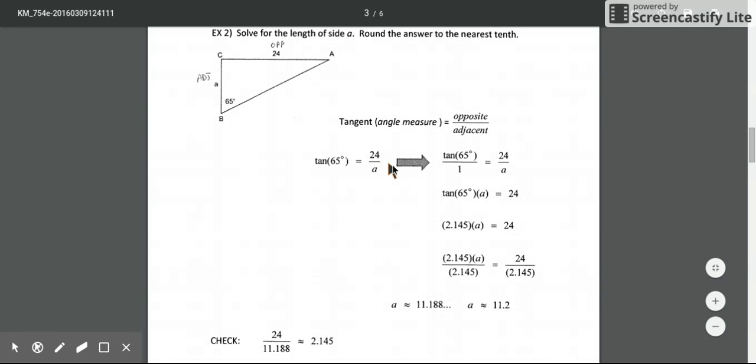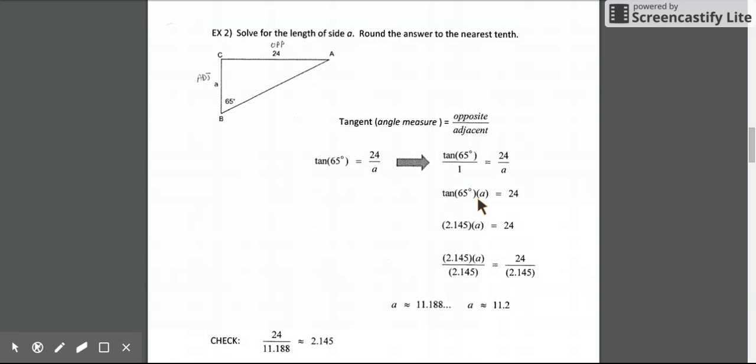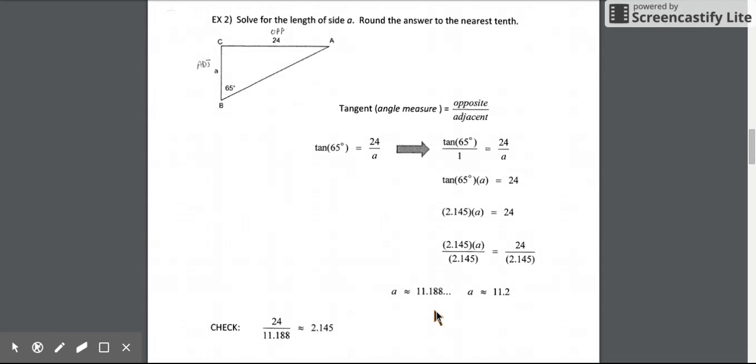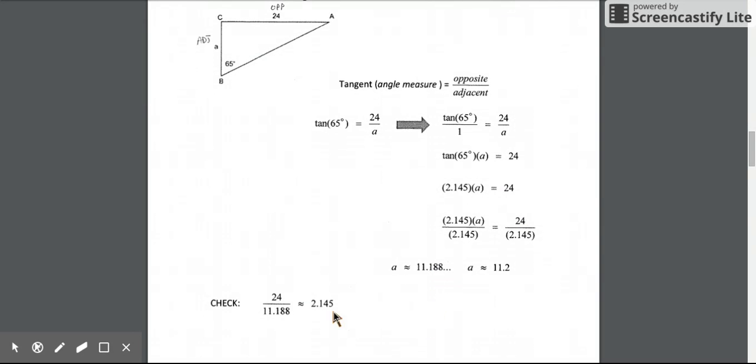And once again, we can set it up as a proportion and cross multiply. You can turn this into a decimal before you cross multiply, or you can do it after you cross multiply. It really doesn't matter. So the calculator tells us that our tangent of 65 degrees is about 2.145. To solve for A, we got to divide by that decimal. So A is 24 divided by 2.145, which is approximately 11.2. And we can check it. Make sure that 24 divided by 11.188 is the same thing as the tangent of 65, and it seems to match up.